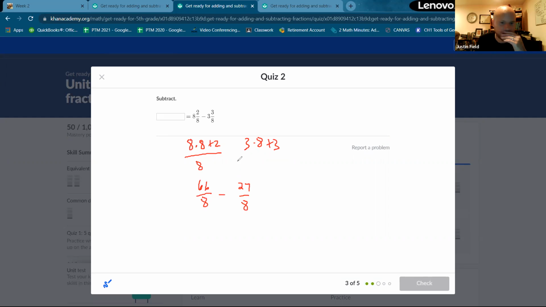And then we subtract the tops. So 66 minus 27. And I don't have to do that in my head. I can show my work here on the side. 16 minus 7 is 9. 5 minus 2 is 3. So it's 39/8.